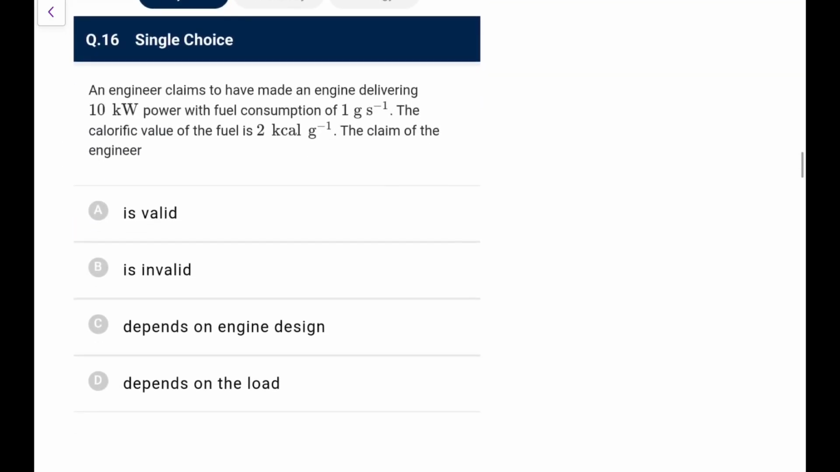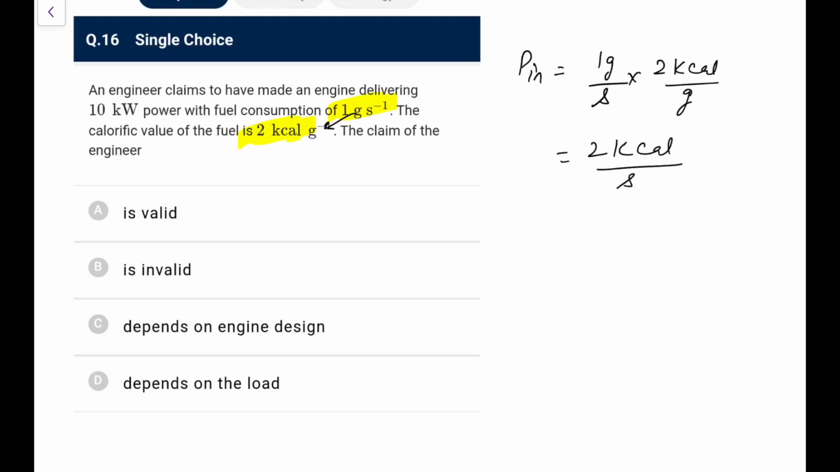An engineer claims to have made an engine delivering 10 kilowatt power with a fuel consumption of 1 gram per second. Calorific value is 2 kilocalories per gram. First of all, what is the input that is given to you? Power input would be 1 gram per second into 2 kilocalories per gram, that is 2 kilocalories per second, or you can write it as 2 into 4.2 kilojoule per second, or kilowatt, that is 8.4. So if input power fed is 8.4, how can it give 10? So it is not going to be a valid one, it's a fraud.